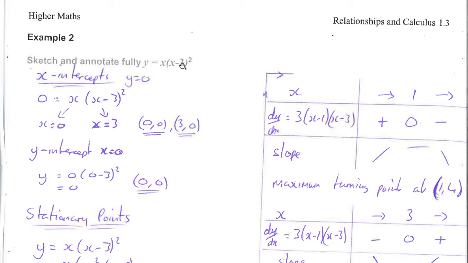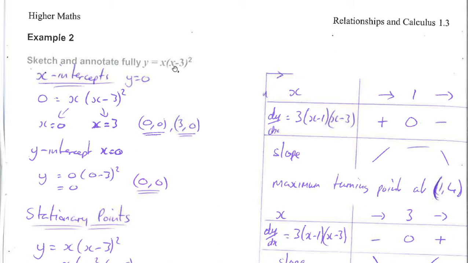Okay, so it's already factorized here, so we can get the x-intercepts straight away. We'll set y equal to 0, and then we'll solve either x equals 0 or bracket squared equals 0, in which case x minus 3 will equal 0 and x will equal 3. So there are our two x-intercepts, the 2 points where the curve will cross the x-axis.